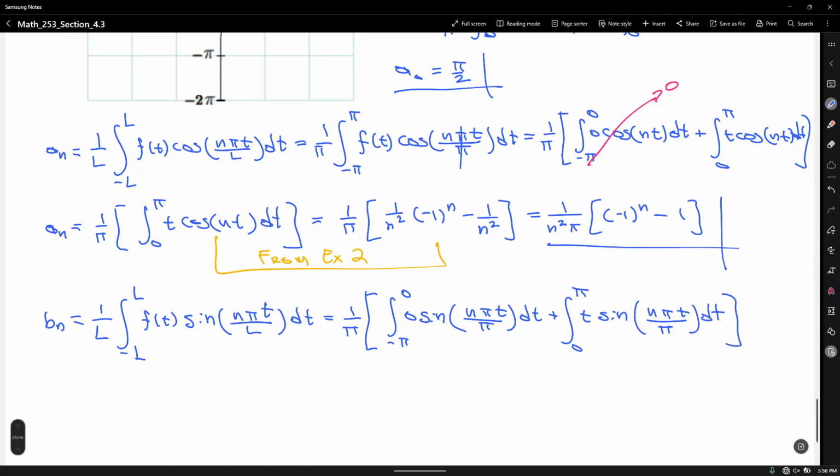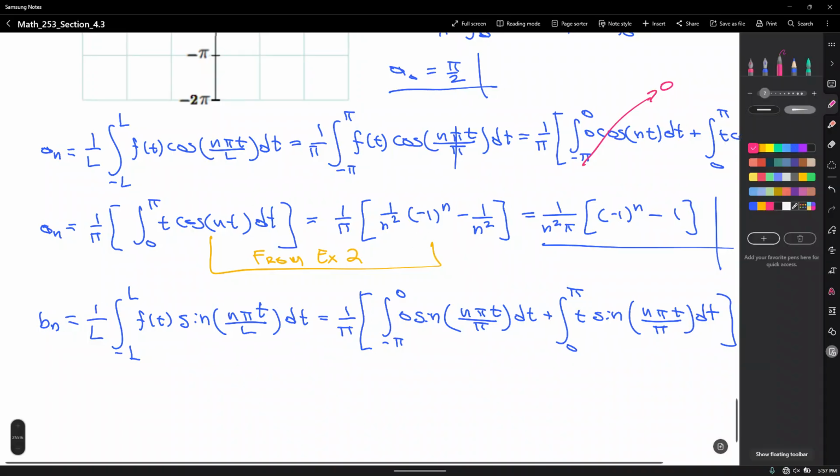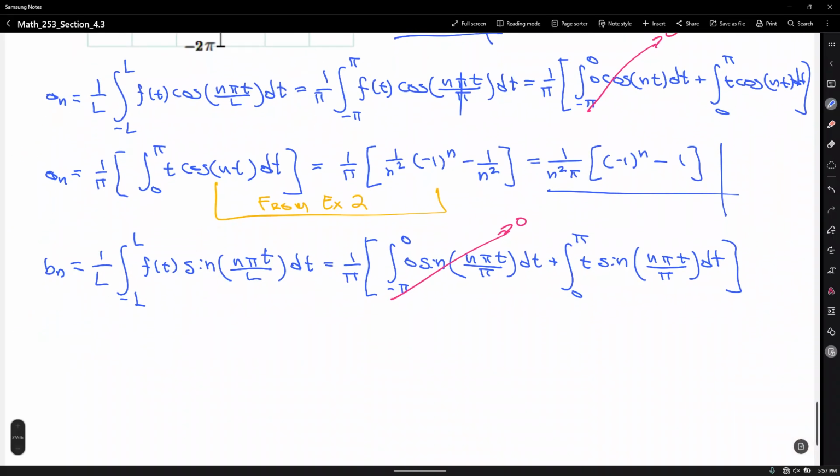Okay? And again, guys, we have freedom here because 0 times sine is 0. The integral of 0 from a number to another number is 0, so the whole thing is going to go to 0. Let me simplify the remaining integral and then set up the problem. So that's going to leave us with the following: b sub n equals 1 over pi times the integral from 0 to pi of t sine of nt dt, canceling out the pi's. How do we evaluate this integral?